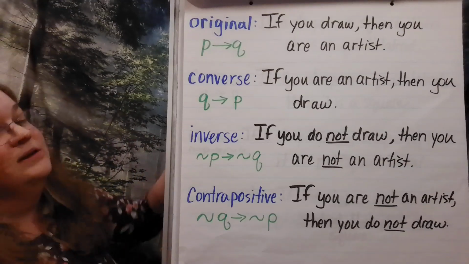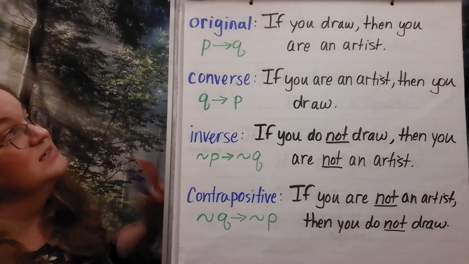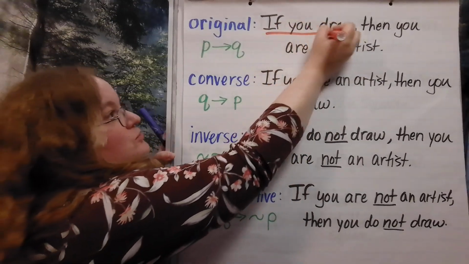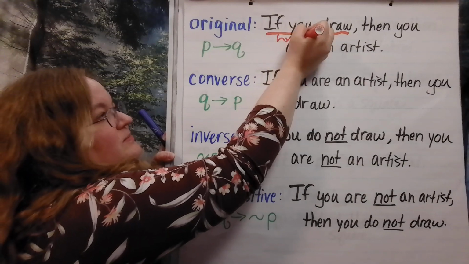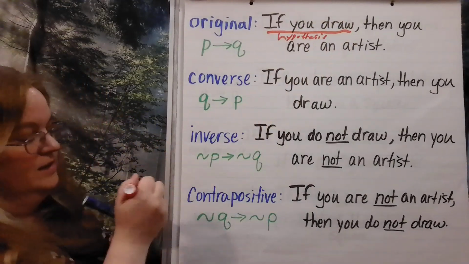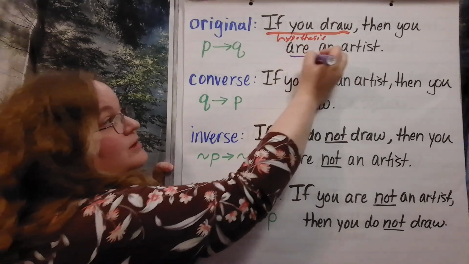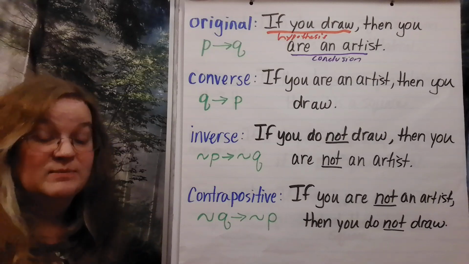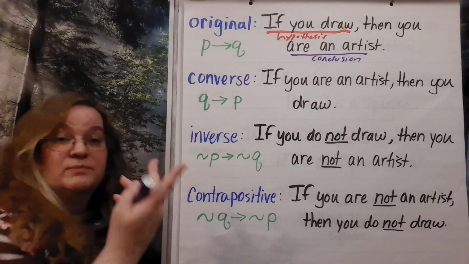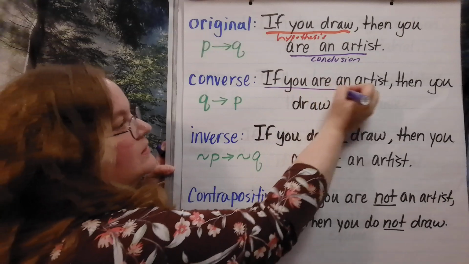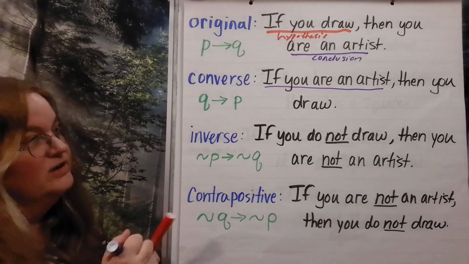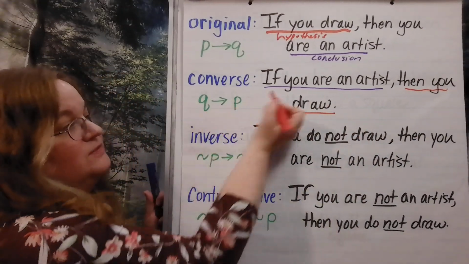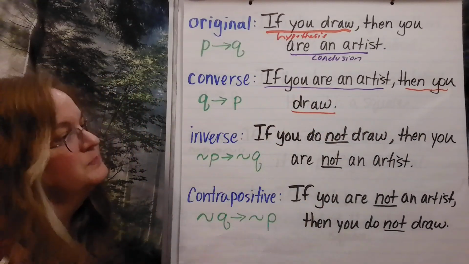All right. So if my original statement is, if you draw, then you are an artist. So if you draw is the hypothesis, and then you are an artist would be your conclusion. So that's my original statement. To do the converse, I'm going to flip those two statements. So you can see if you are an artist, then you draw. So if Q, then P. I flipped it around.